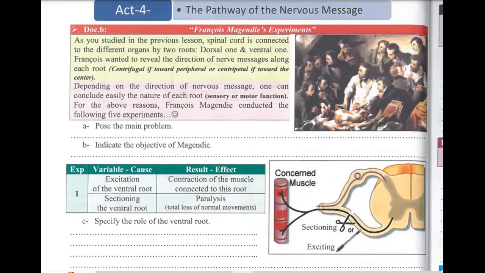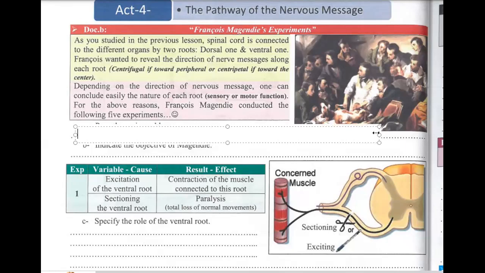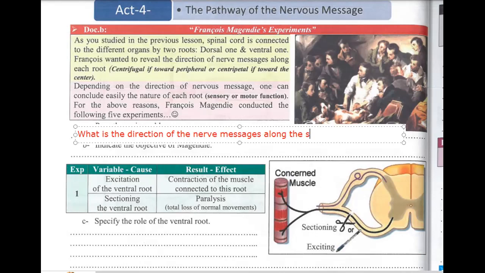First, pose the main problem. What was Magendie's question? What is he trying to see? He's trying to see the direction of the nerve messages, so he can identify which one of the roots is the motor root and which one is the sensory root, or which one is the dorsal and which one is the ventral. So the question that posed the problem is, what is the direction of the nervous messages followed along each of the roots of the spinal cord?